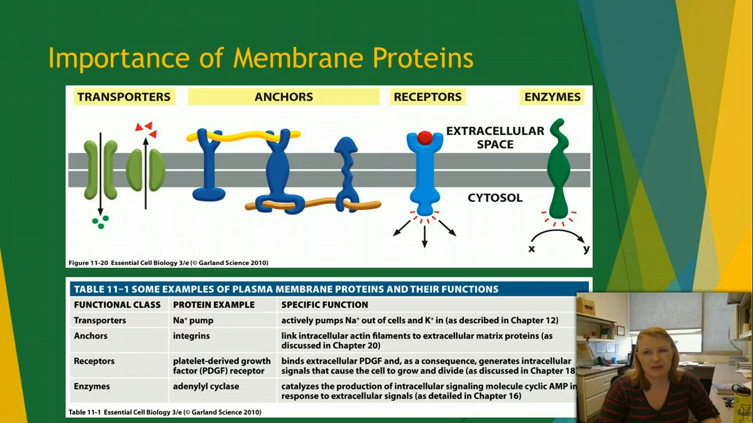So it's really important you understand these four main classes of membrane proteins and what they do. As I said, I'm not super worried about you understanding the exact examples that are provided here, but I want you to be able to list out all four of these and explain what they do.